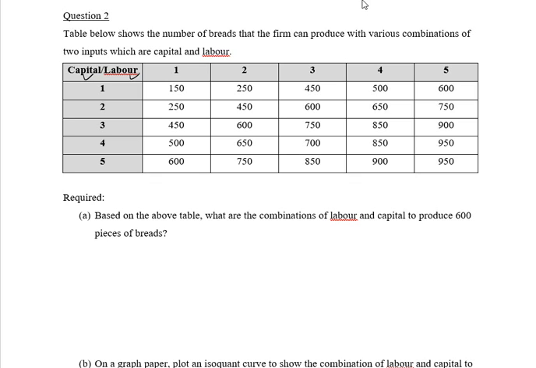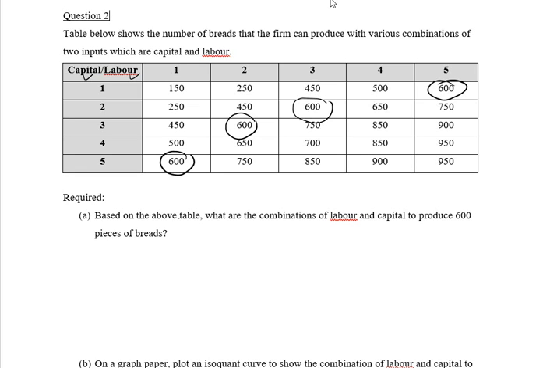Okay, so in this question, it is asking you to find the number of labor and capital that can be used in this production to produce 600 pieces of bricks. So what you need to do is find 600 production of bricks in this table. Okay, so we have here 1, 2, 3 and 4. So we have different combinations of capital and labor to produce the same amount of product, which is 600.